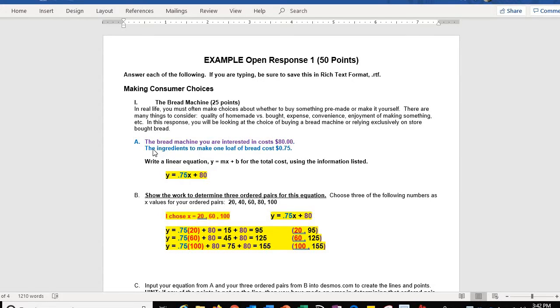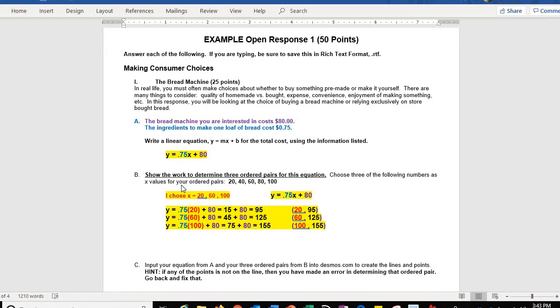So you're just reading through. When you get to 1A, you're just reading the information. It tells you how much the bread machine is going to cost. It tells you how much the ingredients are per loaf. So since it's per, that means that 75 cents is the M value, and the upfront cost for that bread machine is the B value. So here's my equation, y equals 0.75x plus 80. That's the answer for 1A.